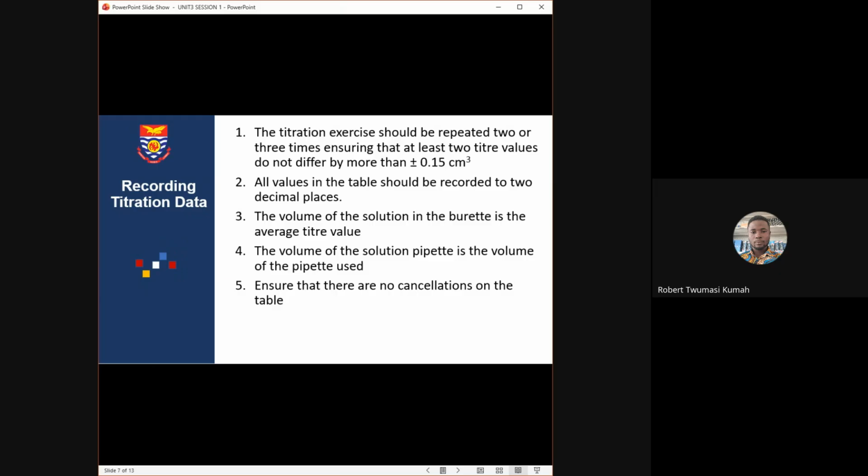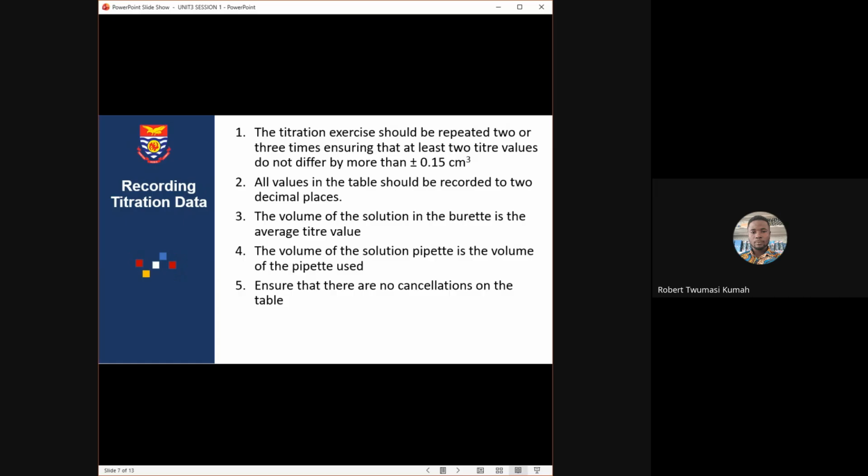Then the volume of the solution in the pipette is the volume of the pipette used. So these pipettes, you check the volume of the pipette. So when you pipette to the mark on the pipette, that is the volume of the pipette used. Then ensure that there are no cancellations in the table. I think when you cancel a table, it's around, I think, minus 4 marks or so. We don't dip in a table.